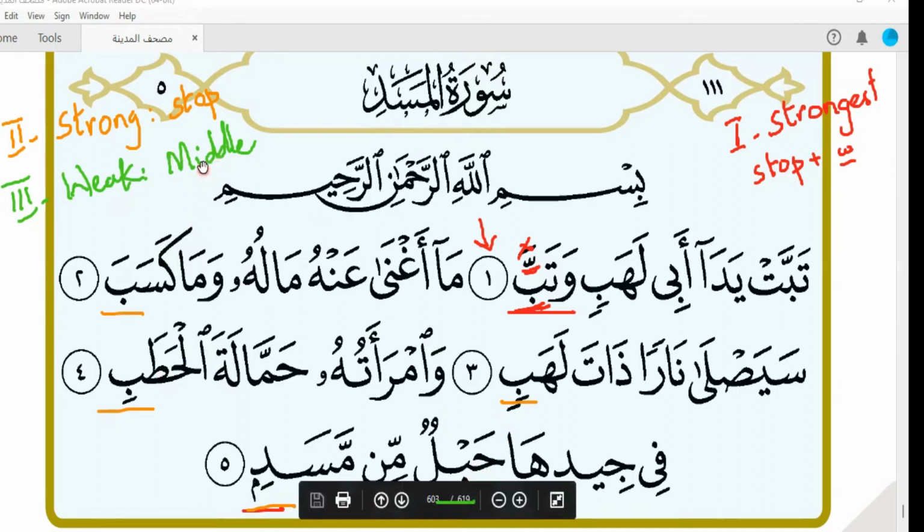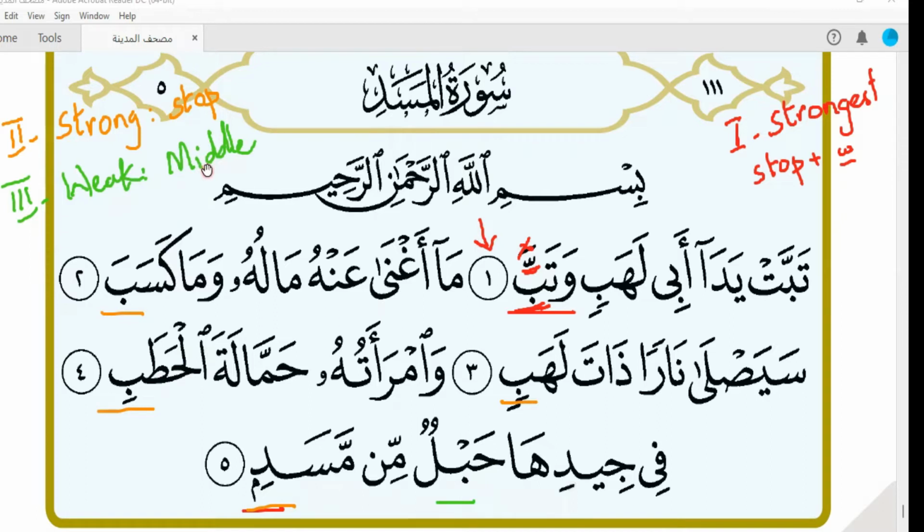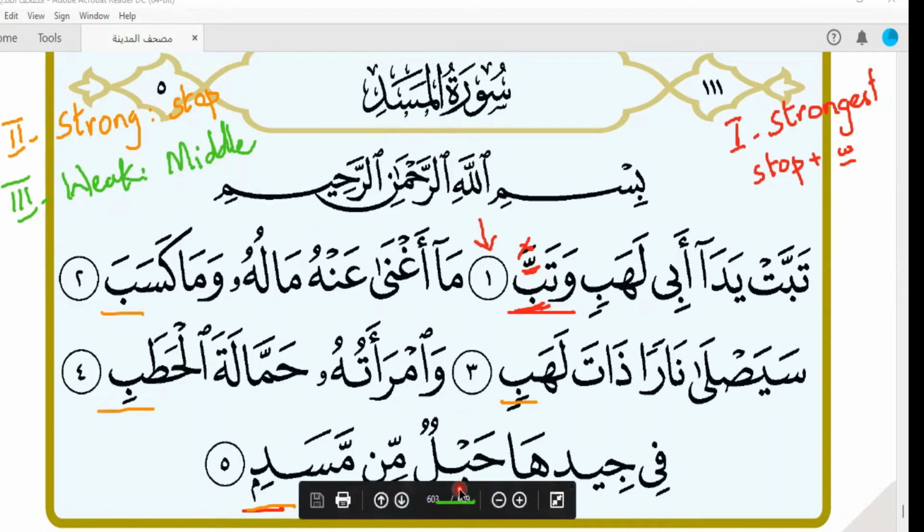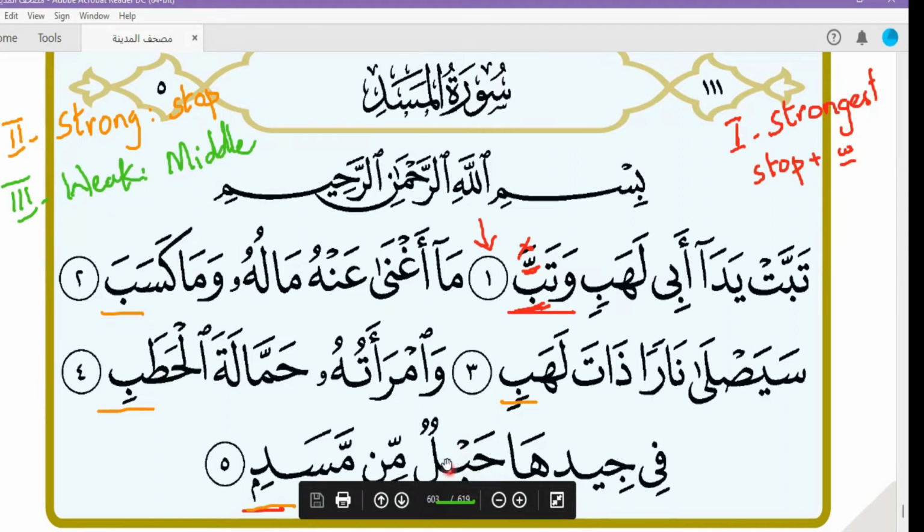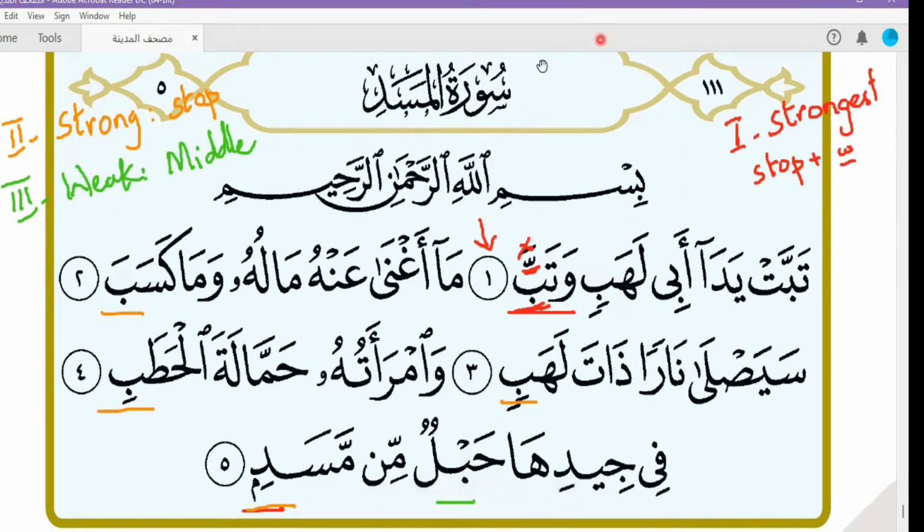Even if it's at the end of a word, but it's in the middle of a sentence, because you're not stopping there. You're just reading in a flow. You would not stop and stress on the letter. You'd rather just bounce and go ahead. All right, so we're going to be applying these three rules.